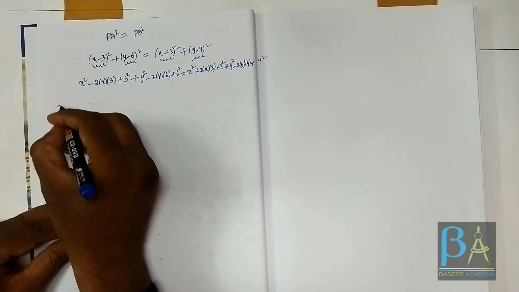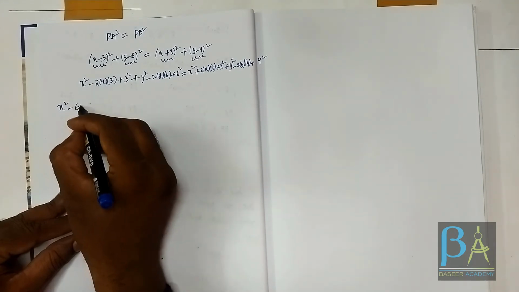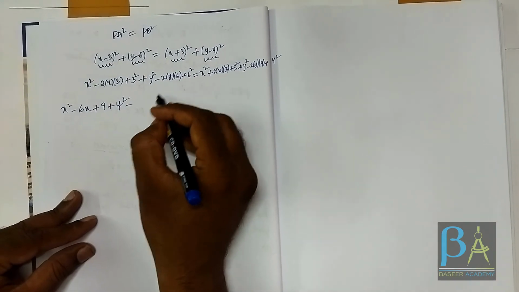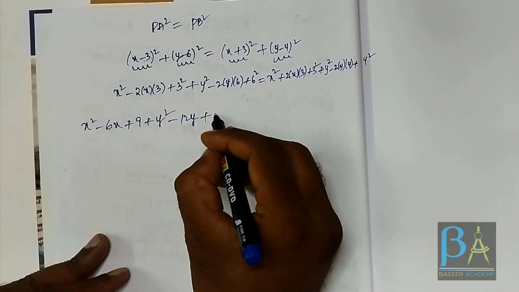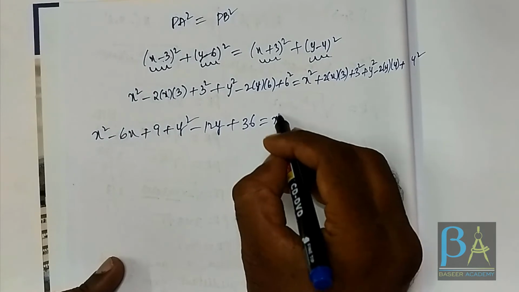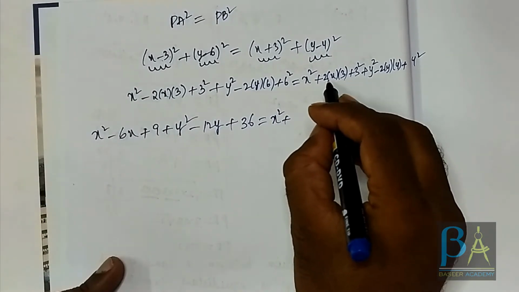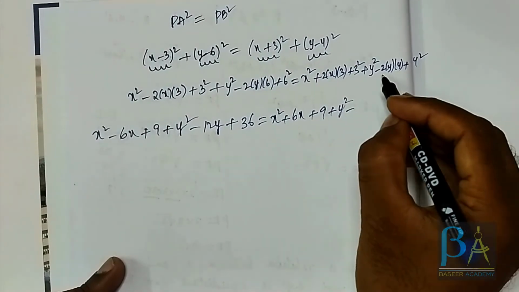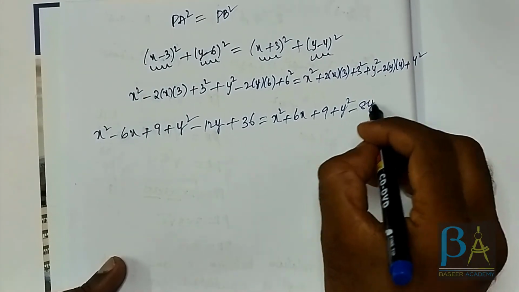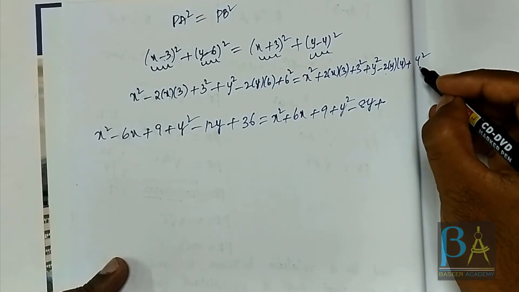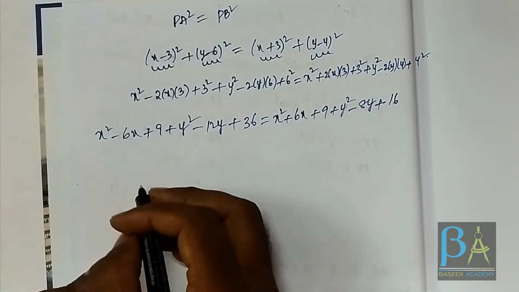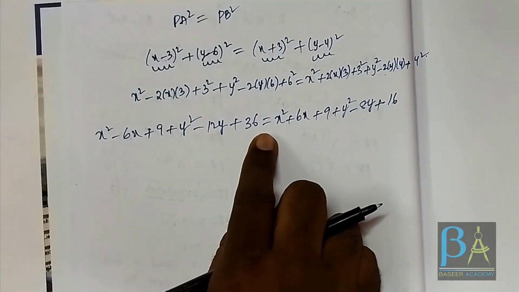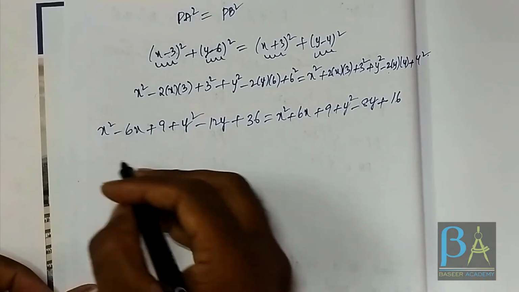Now what happens? x square minus 2 into 3 is 6, 6x, 3 square is 9, y square minus 2 into 6 is 12, 12y, 6 square is 36, and right hand side what do I end up getting? x square plus 2 into 3 is 6, 6x, 3 square is 9, y square minus 2 into 4 is 8, 8 into y is 8y, and then 4 square is nothing but 16. Now, let us simplify the left hand side first, and then we'll simplify the right hand side, and then we'll see what we can do here.